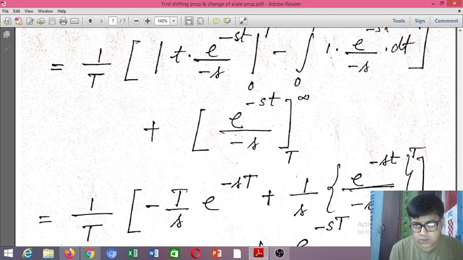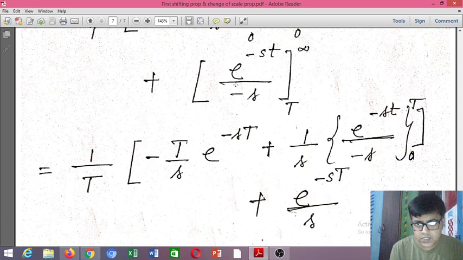The integration was not done, now we do it, and then we are left with e to the power minus st by minus s from T to infinity, assuming the fact that s is greater than 0. We have to assume s is greater than 0 in this case, because if s is negative, then it will diverge to plus infinity. So assuming s is positive, this tends to 0 at infinity, and at the lower limit we put the value of capital T, you get e to the power minus s capital T by s with the minus sign, and the minus sign will come from the fundamental theorem. That will make it plus, so we get a plus sign over here, plus e to the power minus sT by s, right?